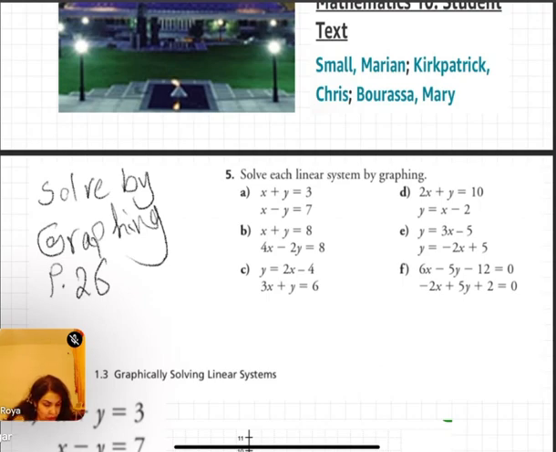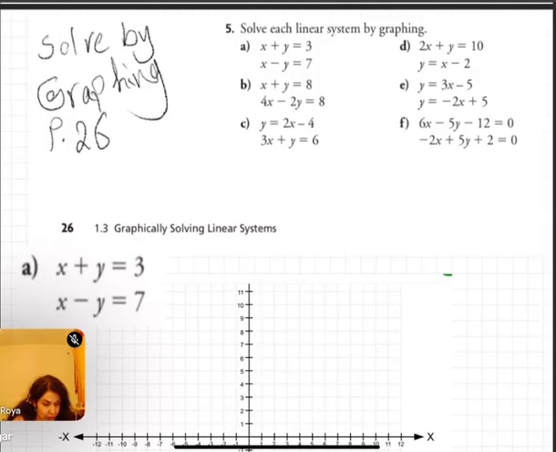Some questions, like question A, x plus y equal to 3 and x minus y equal to 7. Because the coefficient of y is 1 or negative 1, this is easy to isolate y. We just move x to the other side, move x over.